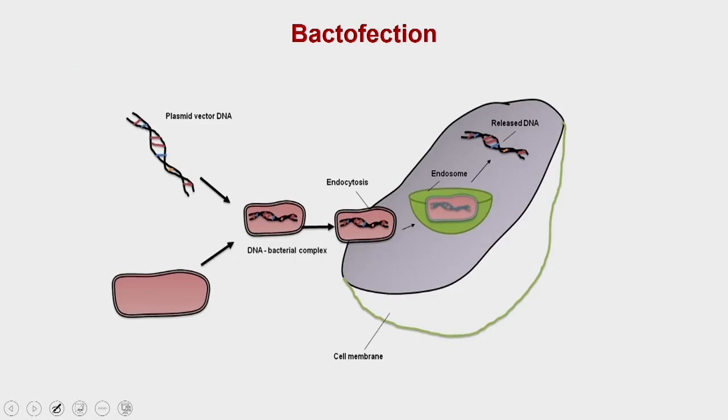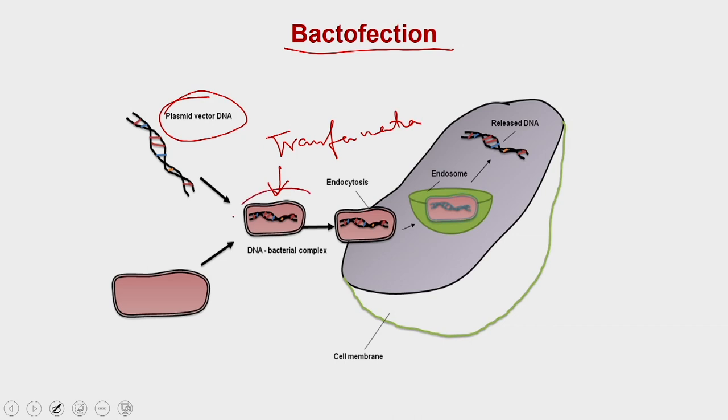Now let's move on to the next method. In the typical vector transfection, you take the plasmid DNA or the vector DNA, and in the first step you insert that into the bacteria, which is actually the transformation. With the help of transformation, you first insert your recombinant DNA into the bacteria, and once this bacteria reaches the cell, it will be taken up by the process known as phagocytosis, and once it gets inside the cell, it will form the phagosome, and then inside the phagosome the bacteria will either release the DNA or the bacteria will come out and get lysed and release the DNA.